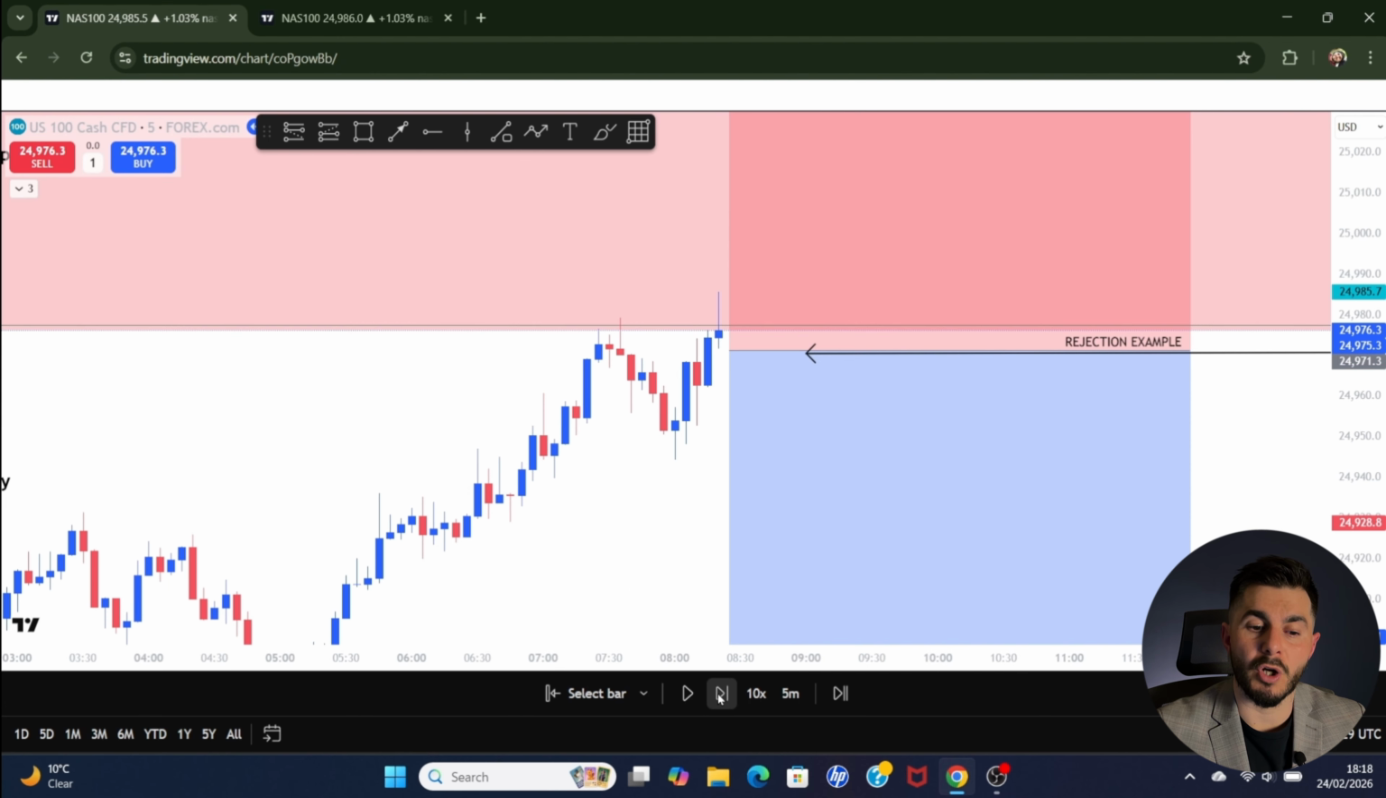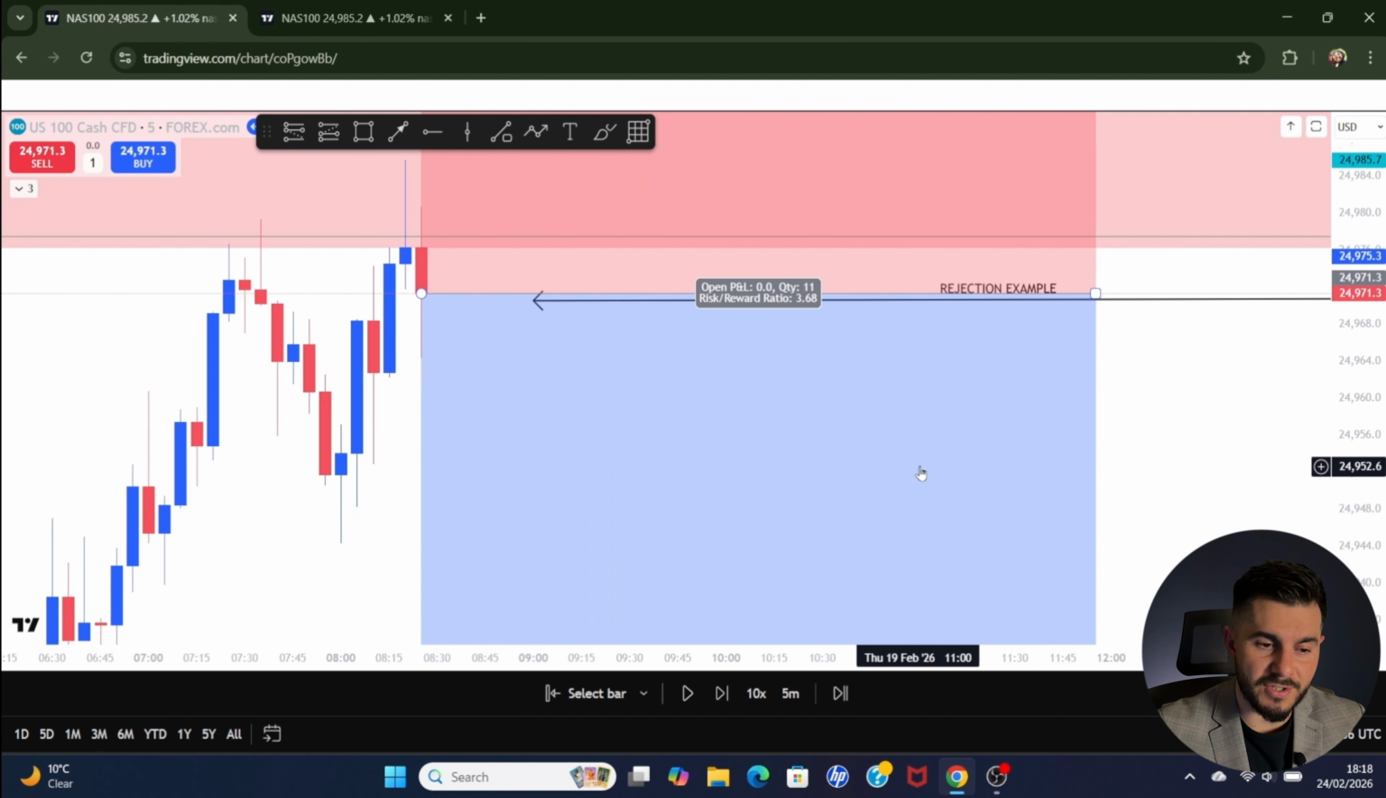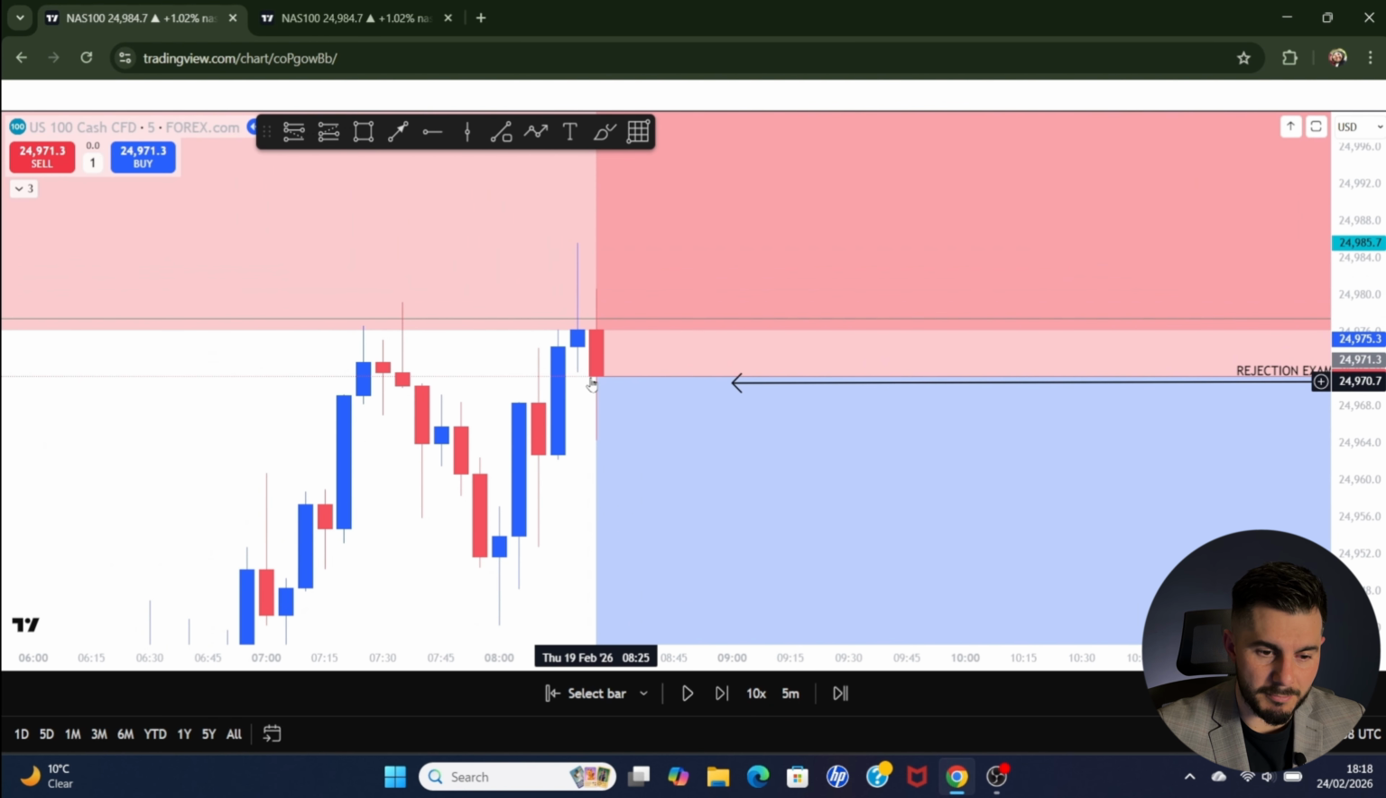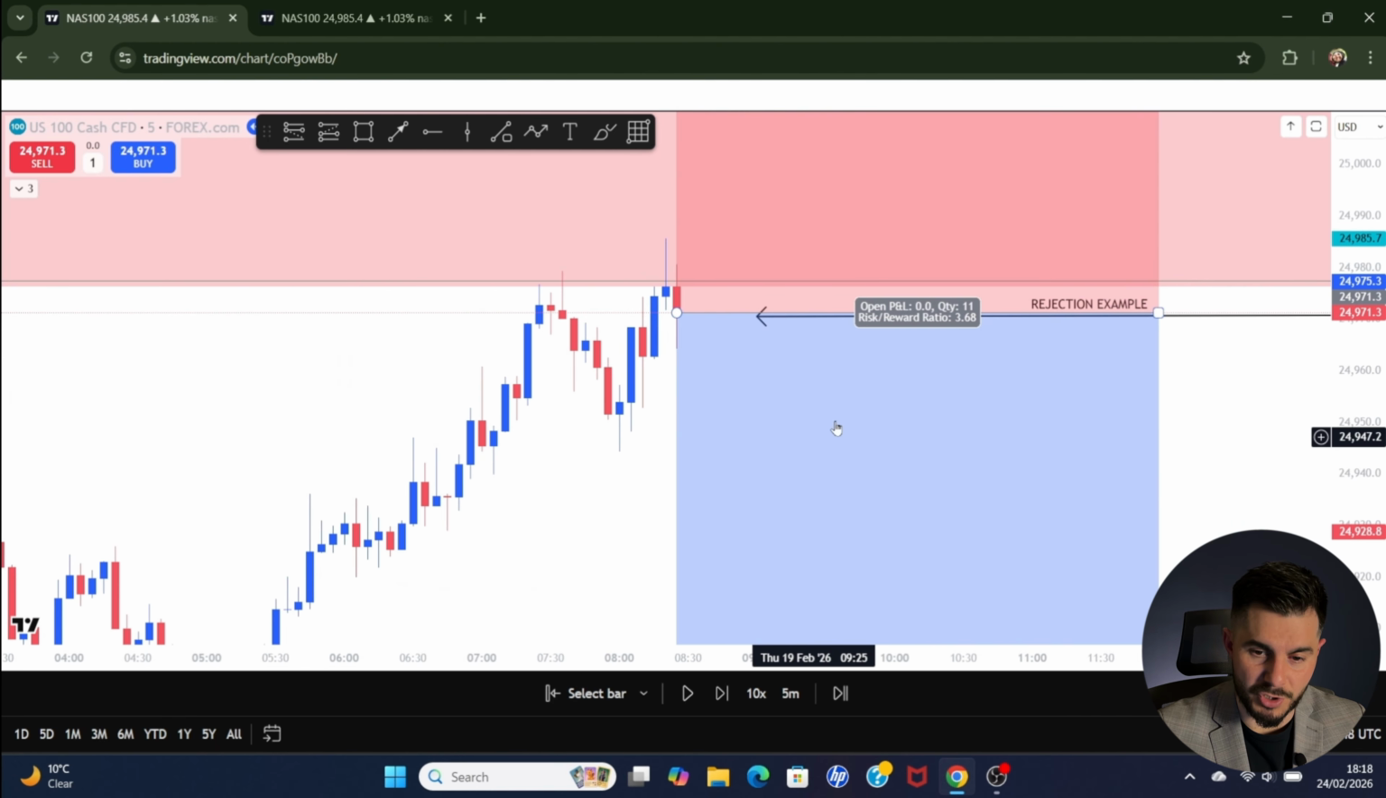And now we wait for a confirmation candle. And we have it. This candle needs to break. The body of it here needs to break this previous candle. And you can see it just closed below it and took out that candle. And now we are in a rejection.